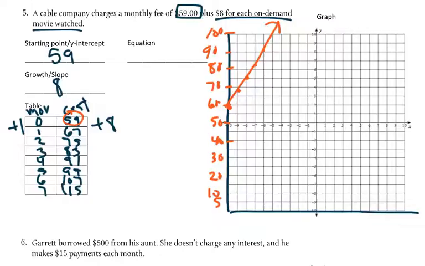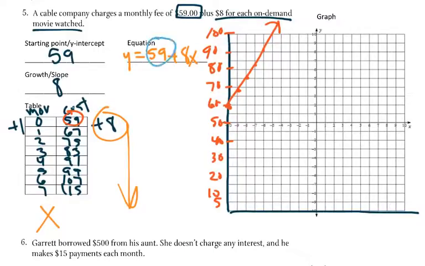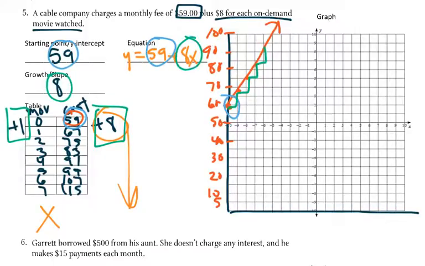Okay? Now with our equation, we go y equals our starting number, 59. What are we doing? We're adding 8. How many times are we going to add 8? We'll keep going down until we get to the variable, so times it by x. So hopefully you're noticing those numbers, the starting, starting, starting, starting, and also the growth, the growth, the growth, the growth.